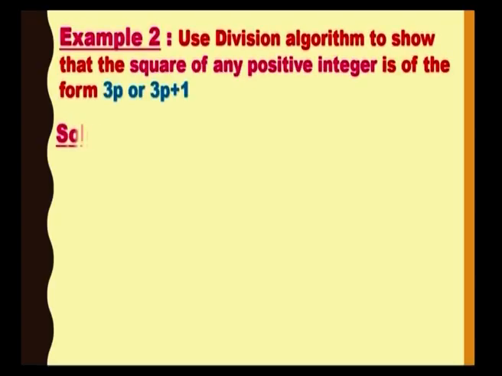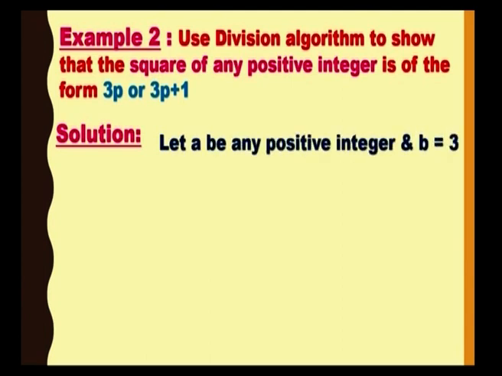The same example I am taking here. Use division algorithm to show that the square of any positive integer is of the form 3p or 3p plus 1. The solution is: let a be any positive integer and b is equal to 3. Why are we taking b is equal to 3 here? In the question they asked about the square of any positive integer being of the form 3p or 3p plus 1. That is why we are taking b as 3.